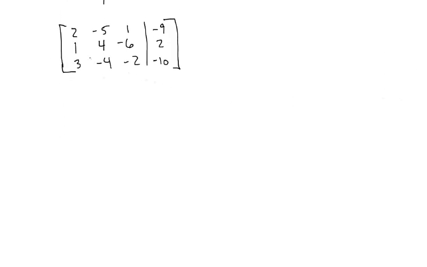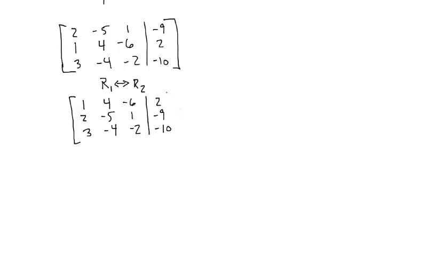So the first thing that I'm going to do, remember we need to get a 1 in the upper left corner. And instead of dividing the whole row by 2, I'm going to switch row 1 and row 2. So my first step is to write row 2 where row 1 is, and row 1 where row 2 was. And then row 3 stays the same.